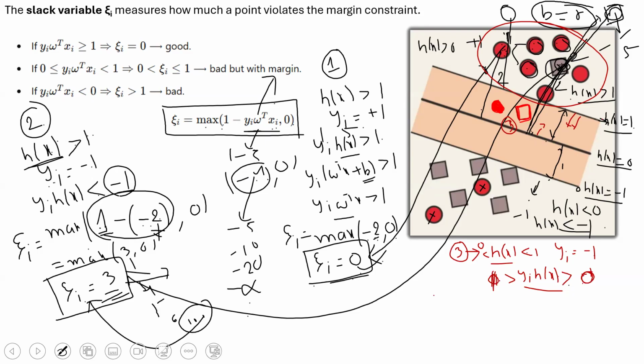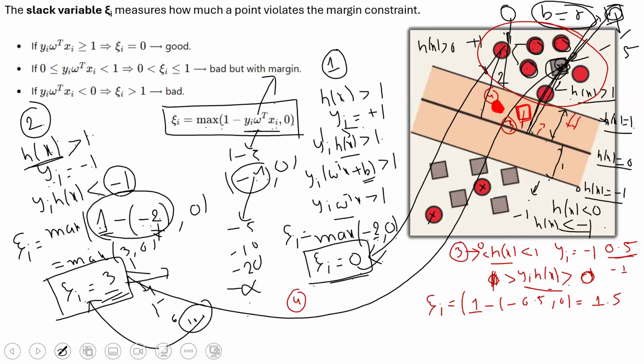Now what does slack become? Slack becomes 1 minus something in between 0 and 1. What will that become? y of i into h of x will be a negative value, right? Let's take an example like this. Let's say the distance is 0.5. This is simple to understand, and y of i is equal to -1. So now slack becomes maximum of 1 minus (-1 into 0.5, which is minus 0.5), comma 0. So slack becomes 1.5.